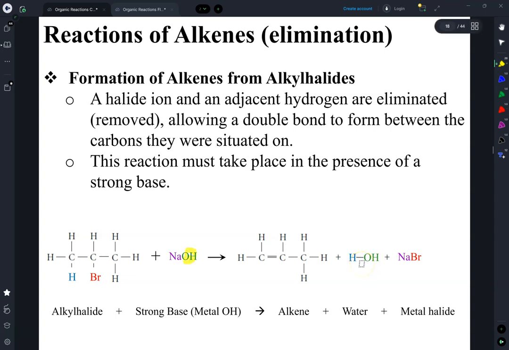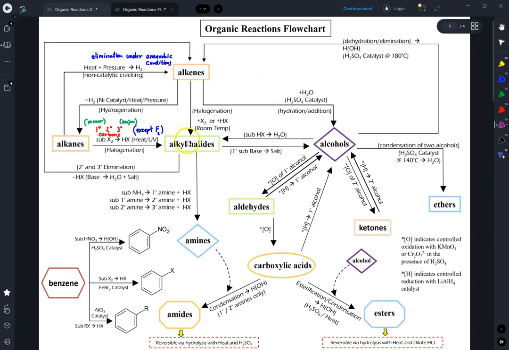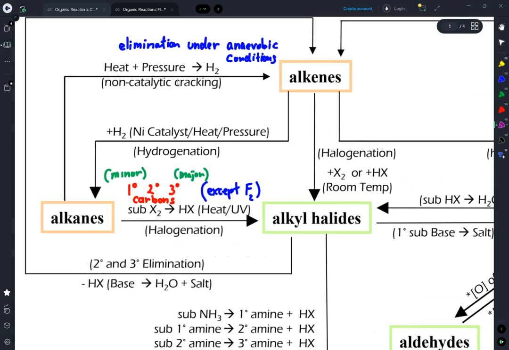So the hydroxide will steal the H, forming HOH, while the sodium will remove the bromine to form a metal halide, in this case sodium bromide. Once these two have been eliminated, the bonds can collapse, resulting in the formation of a double bond. So let's summarize this reaction in our flowchart. We are going from an alkyl halide to an alkene, and this is an elimination reaction.